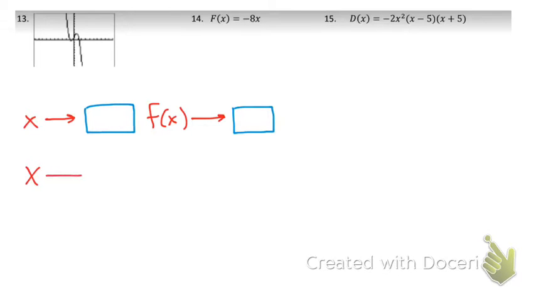x, fill in the box, and then f of x, fill in the box. Okay, so we'll start with number 13.